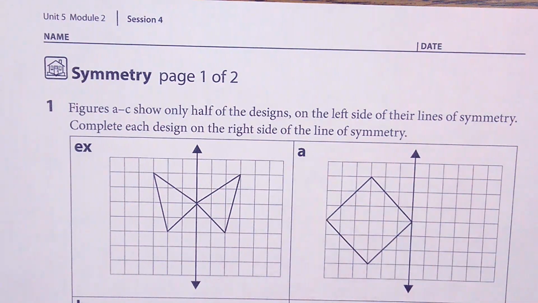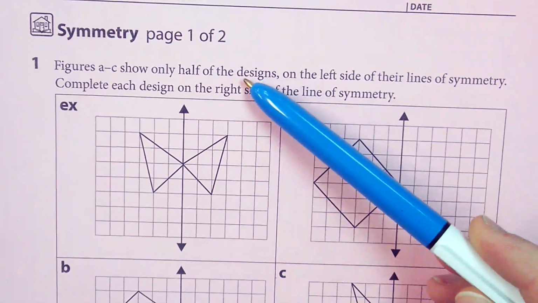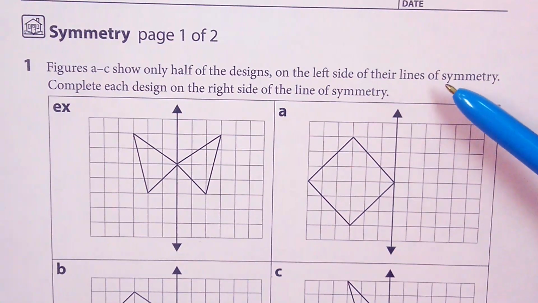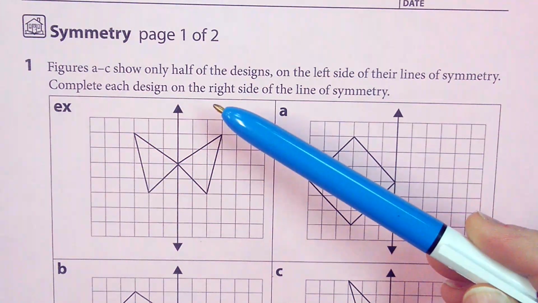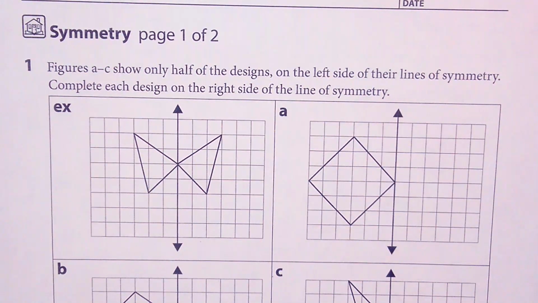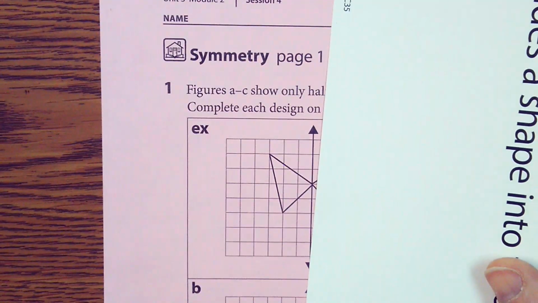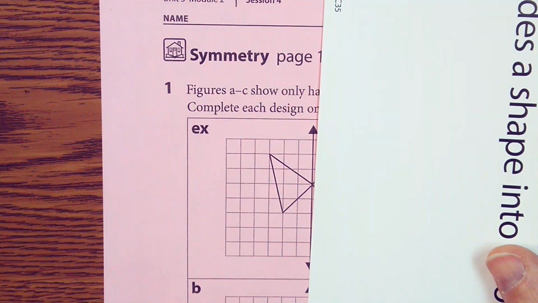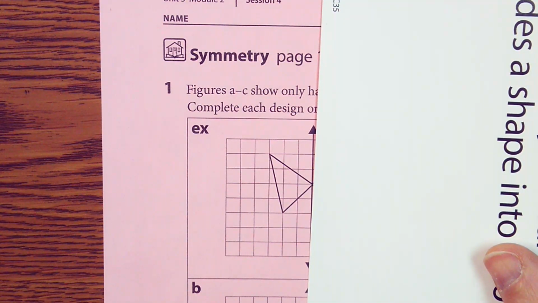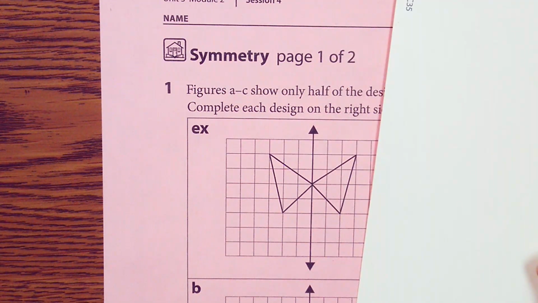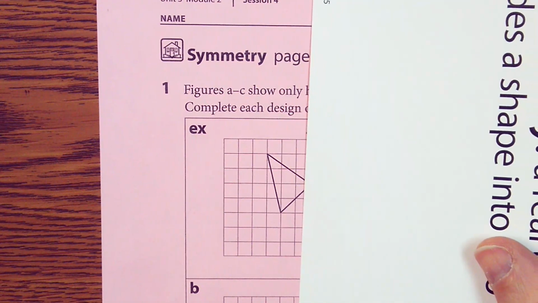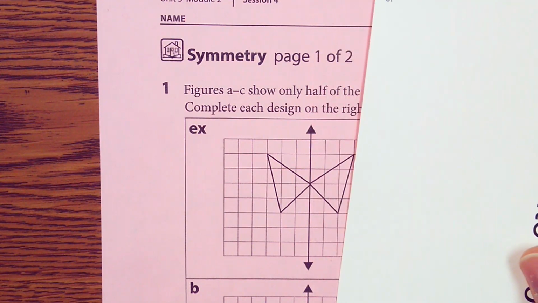Figures A through C, so these are our figures here, show only half of the designs on the left side of their lines of symmetry. Complete each design on the right side of the line of symmetry. So if I were to take a card of some sort, I could cover up that line of symmetry. You can see the example there, that they translated it across the line of symmetry so that it would fold perfectly in half and you'd have the exact same shape.